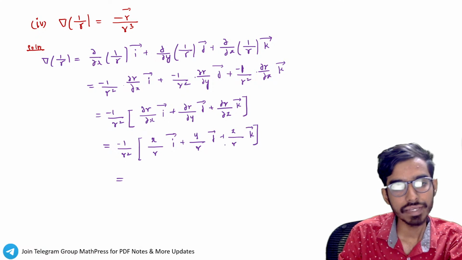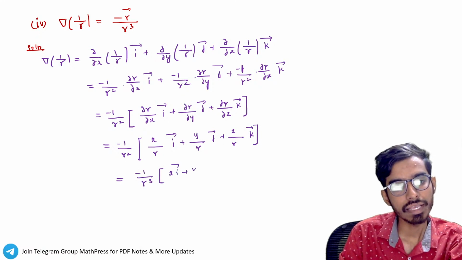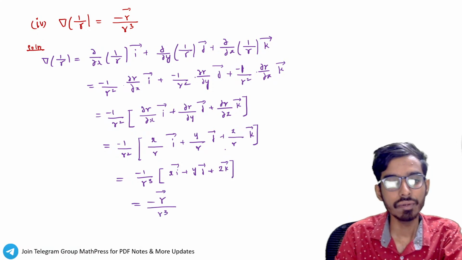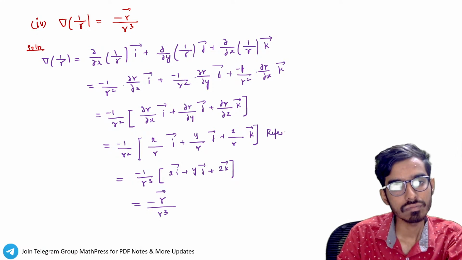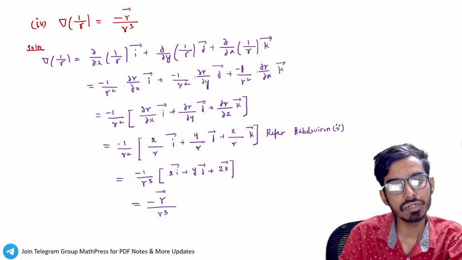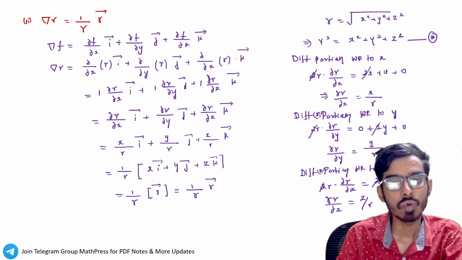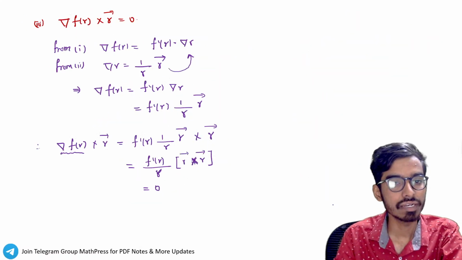So what we can do is take this 1 by R outside. This will be 1 by R cube into xi plus yj plus zk. This is R vector. So minus R vector divided by R cube. This is what we need to prove. So refer to subdivision 2. In subdivision 2, we have proved dou R by dou x is x by R, dou R by dou y is y by R, dou R by dou z is z by R.